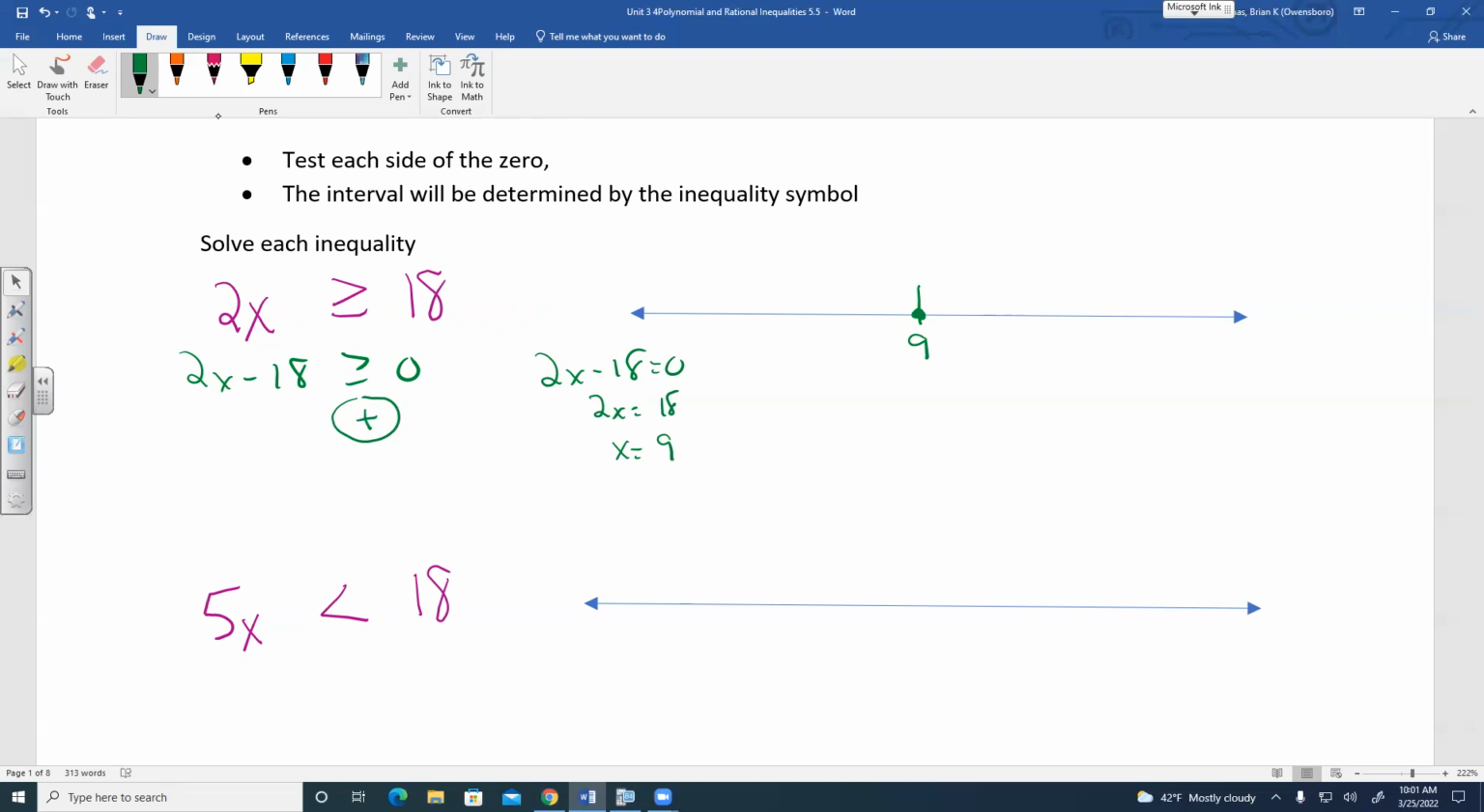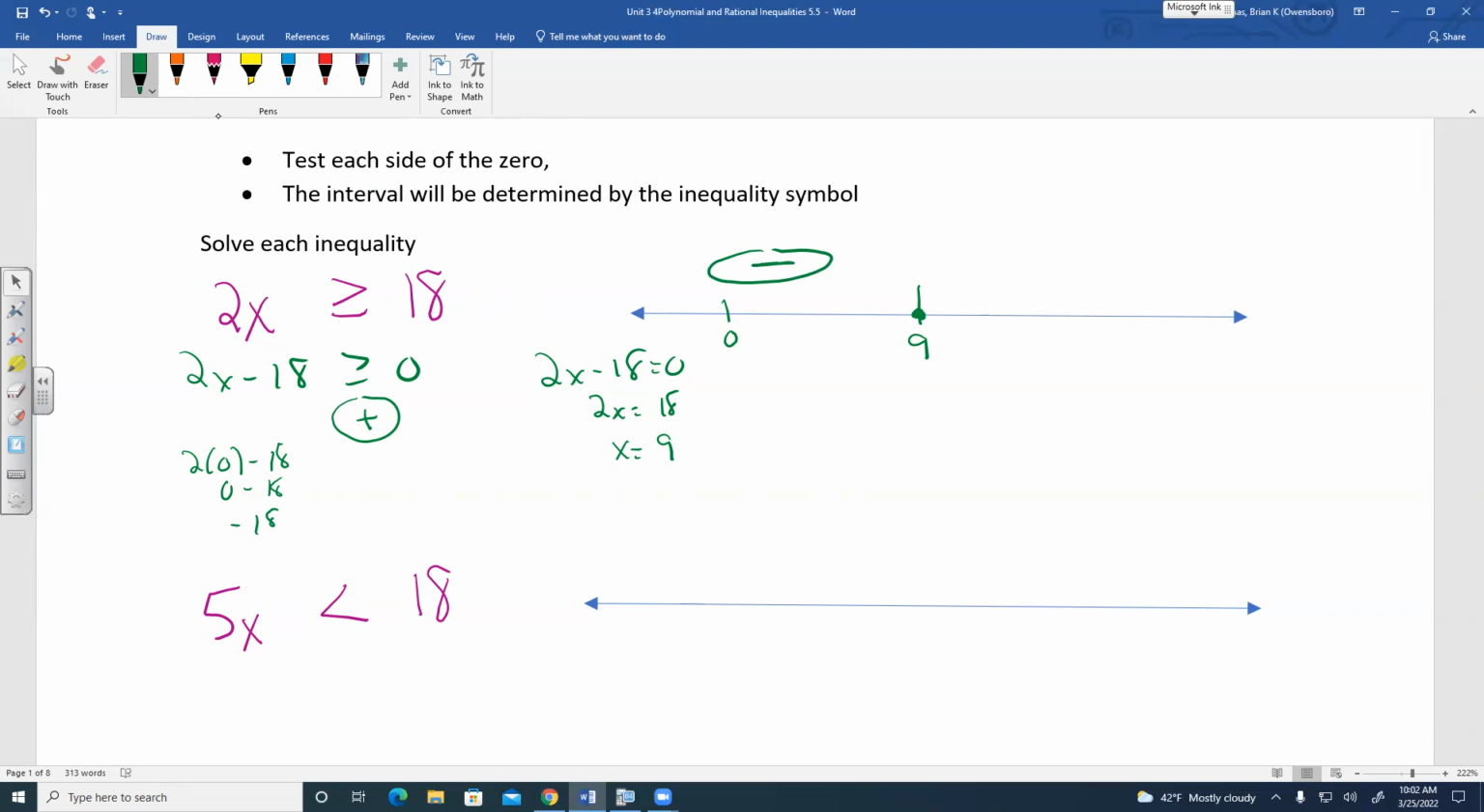So to test this interval, we can test left of 9 to start with. And over here somewhere, notice that 0 is left of 9. So what I can do is put 0 into this problem and see if it makes it a positive value or a negative value. So if I do 2 times 0 minus 18, that's going to be 0 minus 18. And that's going to end up being a negative 18. So left of 9, this interval over here is going to be negative.